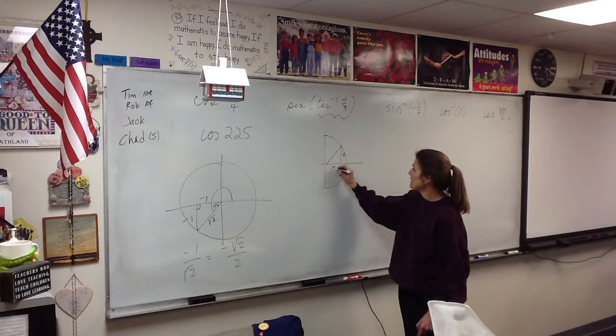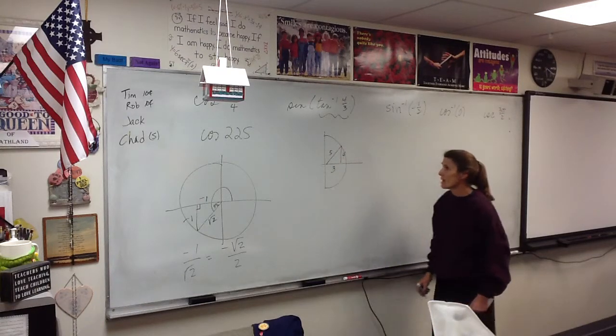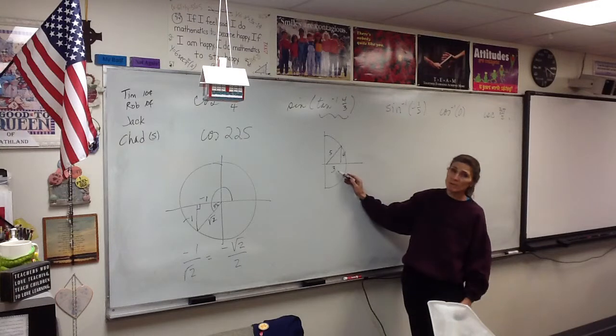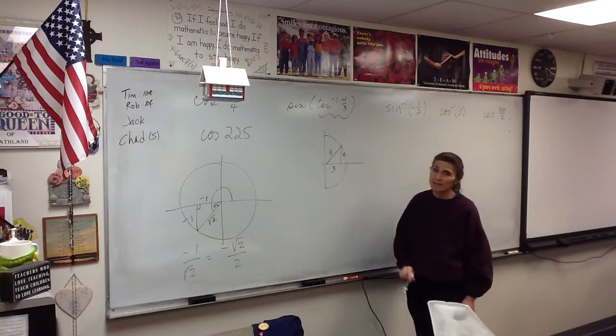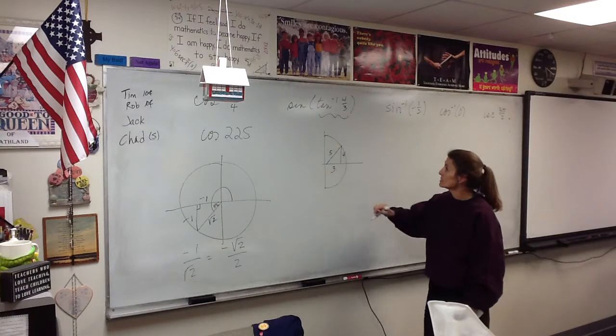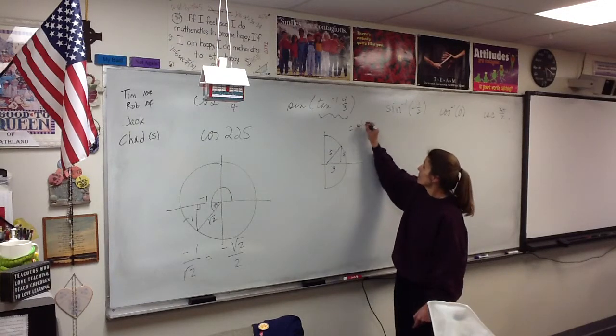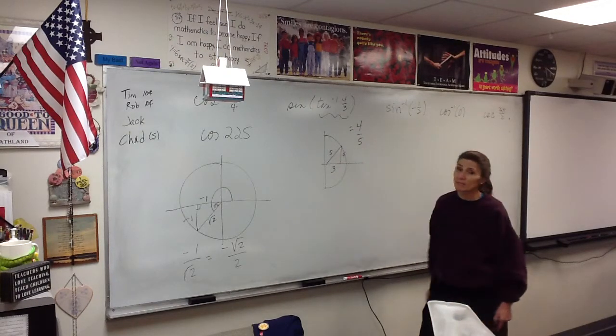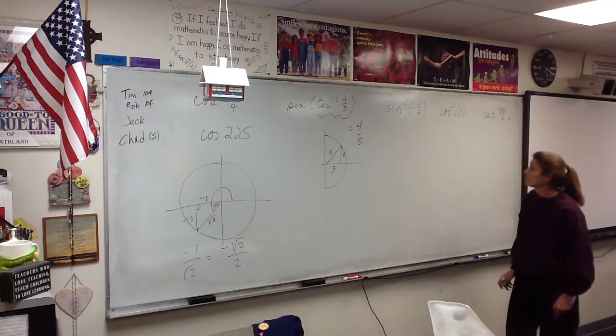So the tangent is opposite over adjacent. That means I've got a 4 and a 3 here. The Pythagorean theorem tells me that is 5. What do I want to know about that angle? I want to know the sine. The sine is 4/5, opposite over hypotenuse.